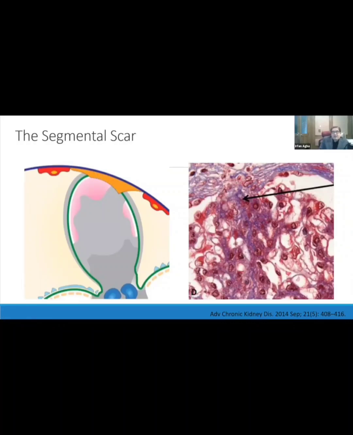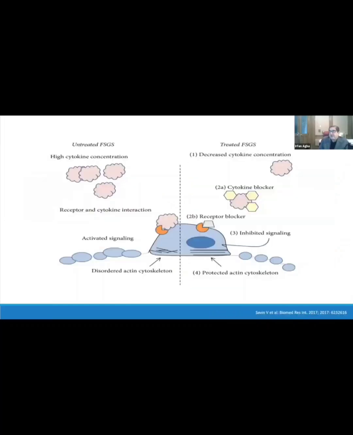That may be true, or it may be that the minimal change disease has damaged the kidney so much that now you have developed a secondary FSGS scar in there. So this is a cartoon. This is out of Virginia Savin's paper, which actually is looking at management strategies for FSGS. So how do we translate all this basic pathophysiology into science? And we still don't know what these factors are.